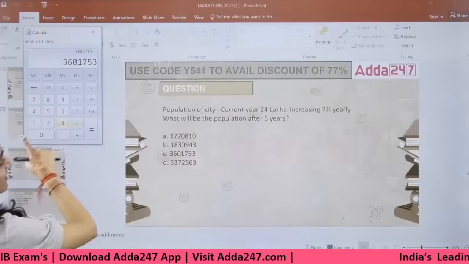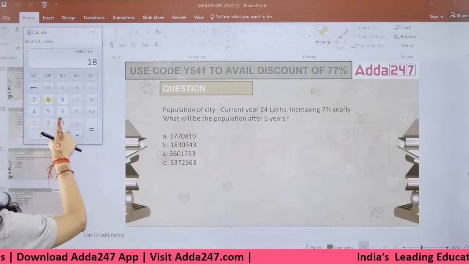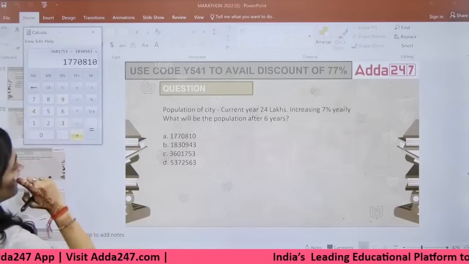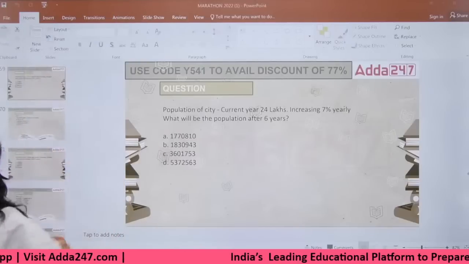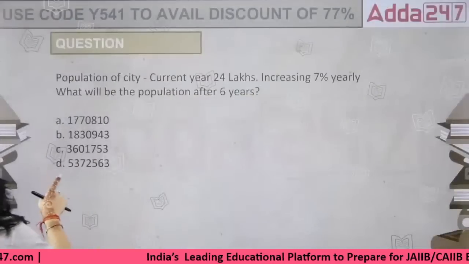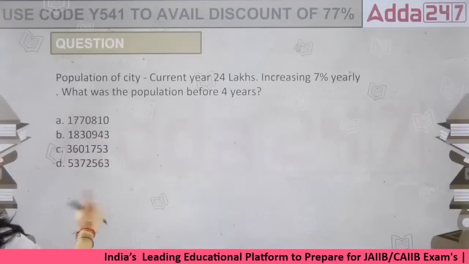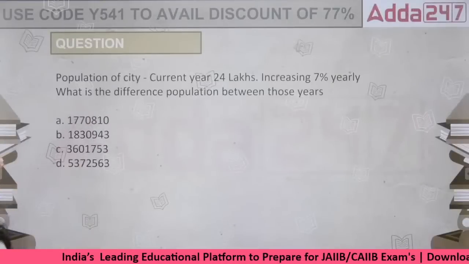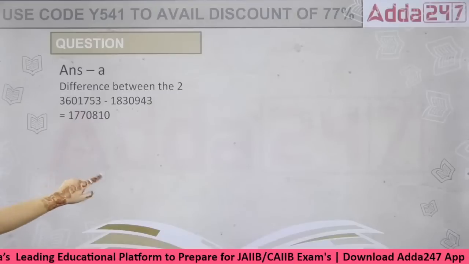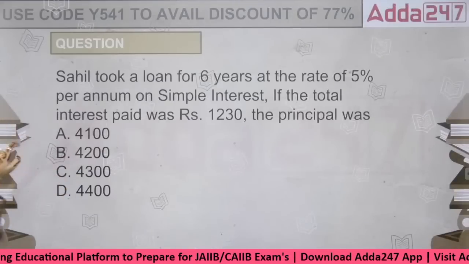The value will come out to be 3601753 minus 1830943. So the value comes out to be 177. The answer is A. The answer that is given is wrong. The correct answer is A. So let's move on to the next question. This was A. Okay, now let's move on to the next question, please.